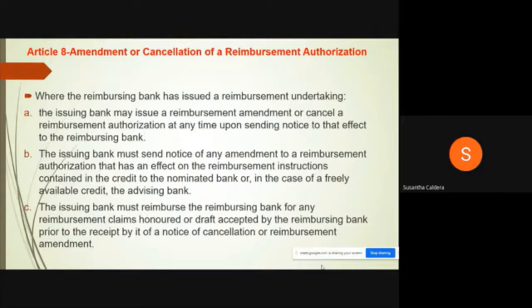If you are going to cancel such balance amounts, before that, the issuing bank must ensure that the reimbursing bank has been properly reimbursed for what they have paid. Right? Okay.